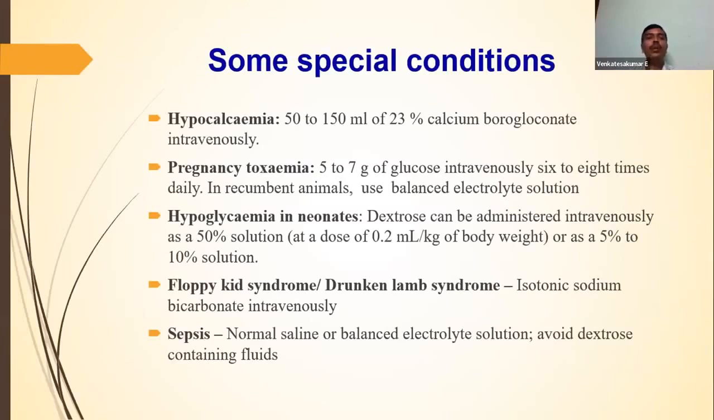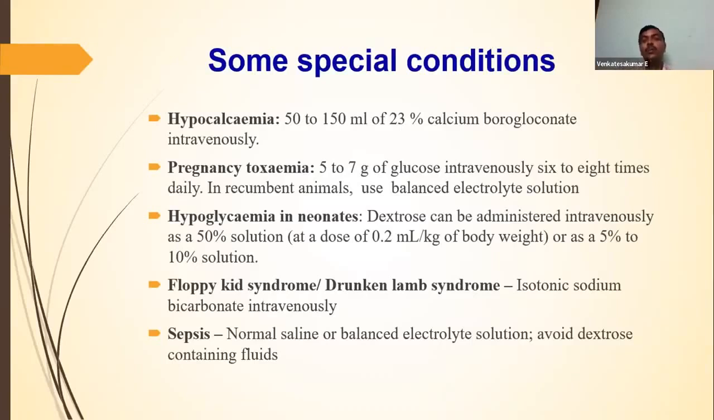We need to give 50% dextrose solution at 0.2 ml per kg body weight, or 10% or 20% solutions can also be given. Those animals will be recumbent, and may also have hypothermia. After giving the glucose, they will immediately get up and walk. That's a very amazing thing. So the owner may appreciate that, because with mere hypoglycemia, a glucose deficit, the animal will recover automatically. Here is one more contradicting thing. Hypoglycemia is always there in neonates along with hypothermia.